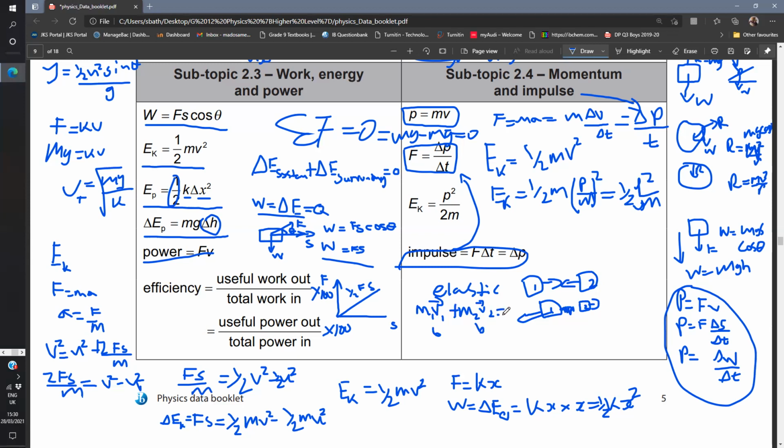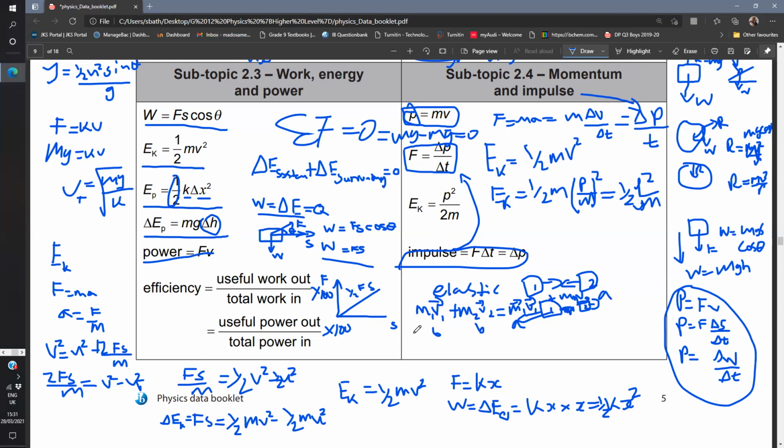Before, and the equal to m1v1 after, plus m2v2 after. So this basically means that the momentum is conserved. P is conserved. It's the same.